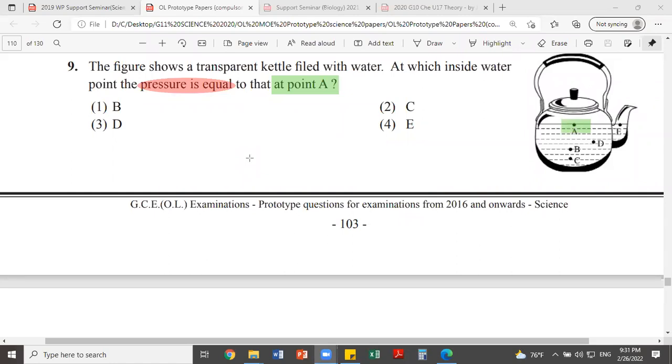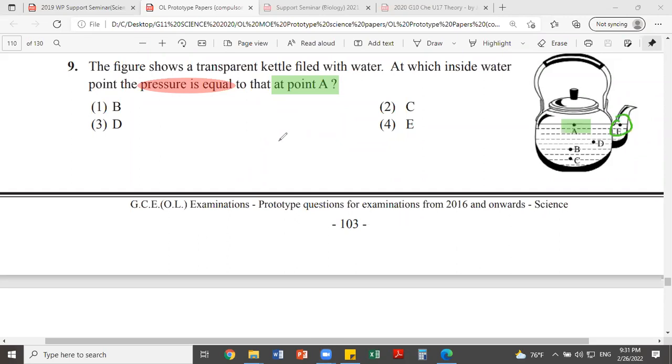E. Very good, both of you are correct. What is the reason? Who can give me the reason why only A and E the pressure is equal? Those 2 points the pressure is equal. Same depth, at the same level. Same level of the liquid. At the same level of the liquid, the pressure is equal.